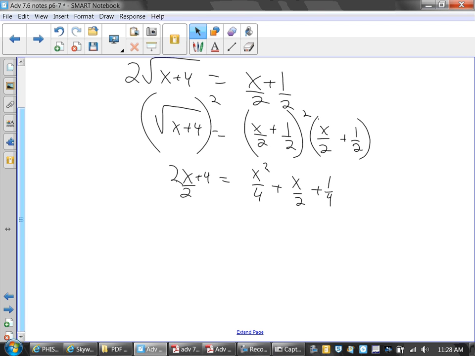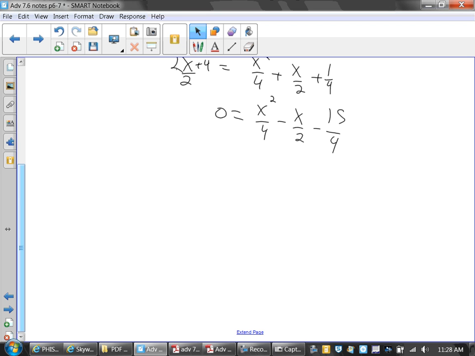So when I subtract that over, you wind up with x squared over 4, and when I subtract it, it gets minus x over 2. Here I have a fourth. In order to get that in the denominator of 4, it's going to be 16 over 4. Do you agree? Yeah. Okay. Subtract that over, you get minus 15 over 4. All right. So once again, what you wind up with here is just some nasty looking fraction stuff. So use quadratic.